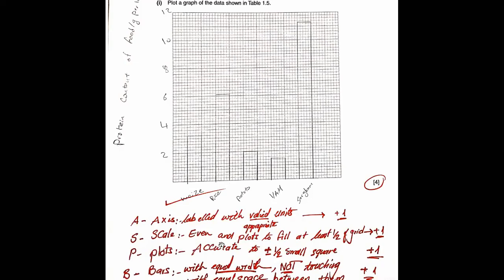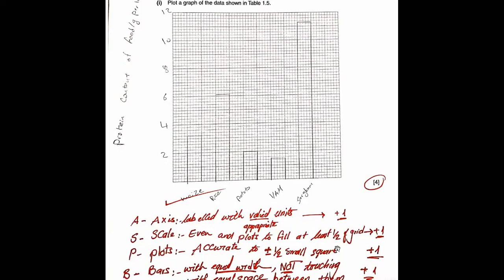And plotting has to be appropriate: all of the points have to be plotted correctly, and the plot has to fill at least half of the space provided, or half of the grid. All the points that you draw have to be plotted accurately, to an error of plus or minus half a small square.